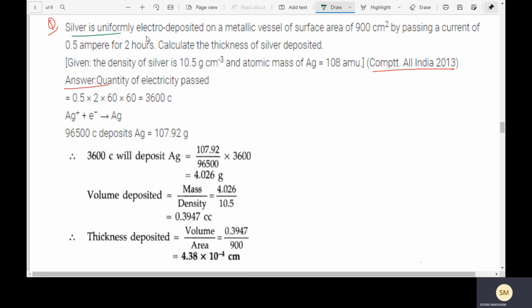Silver is uniformly electrodeposited on a metal vessel whose surface area is given to you. By passing a current of 0.5 amperes, meaning I is 0.5 amperes. Time given to you is 2 hours. Beta, we never need 2 hours. You would always require it in minutes, and then in seconds. So time is always required in seconds. That is one thing.